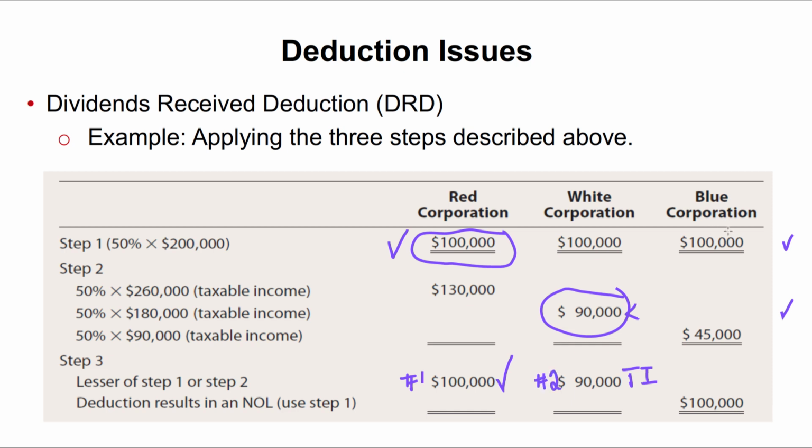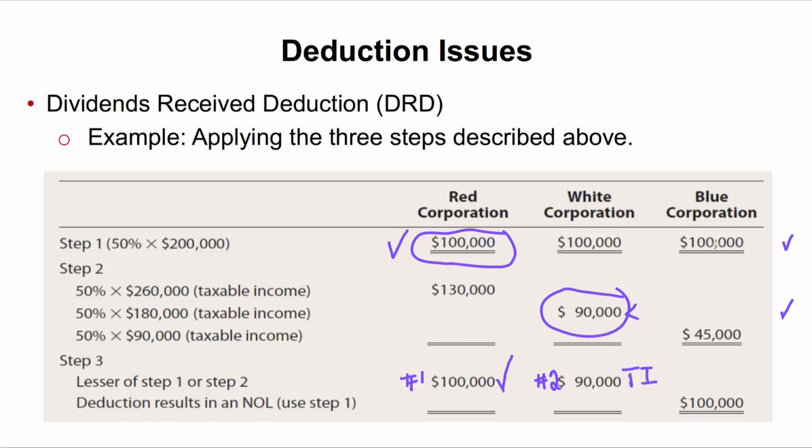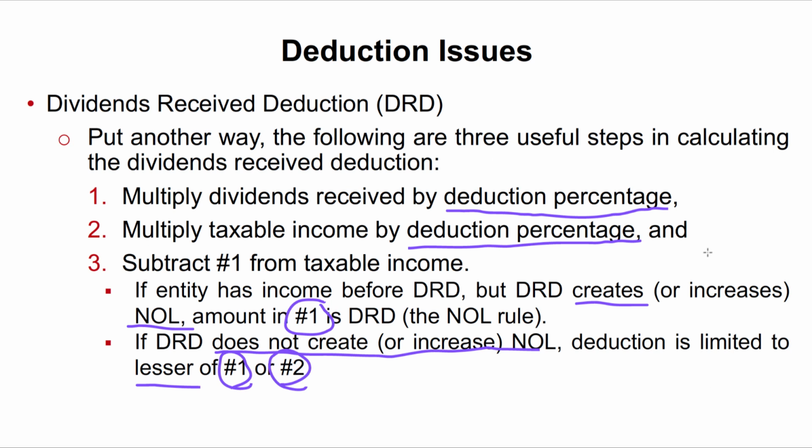So let's look at Blue Corporation. 100,000, we have 45,000. Step 2, right? Our percentage, 50% times 90,000. So if we go back to the previous slide, we've got 90,000 taxable income before DRD. If we subtract away step 1, 90,000 minus 100,000, step 1, we get negative $10,000. We have an NOL. If we have an NOL, again, the rules say that we're going to do the lesser of number 1 or number 2. Okay, deductions limited to that.